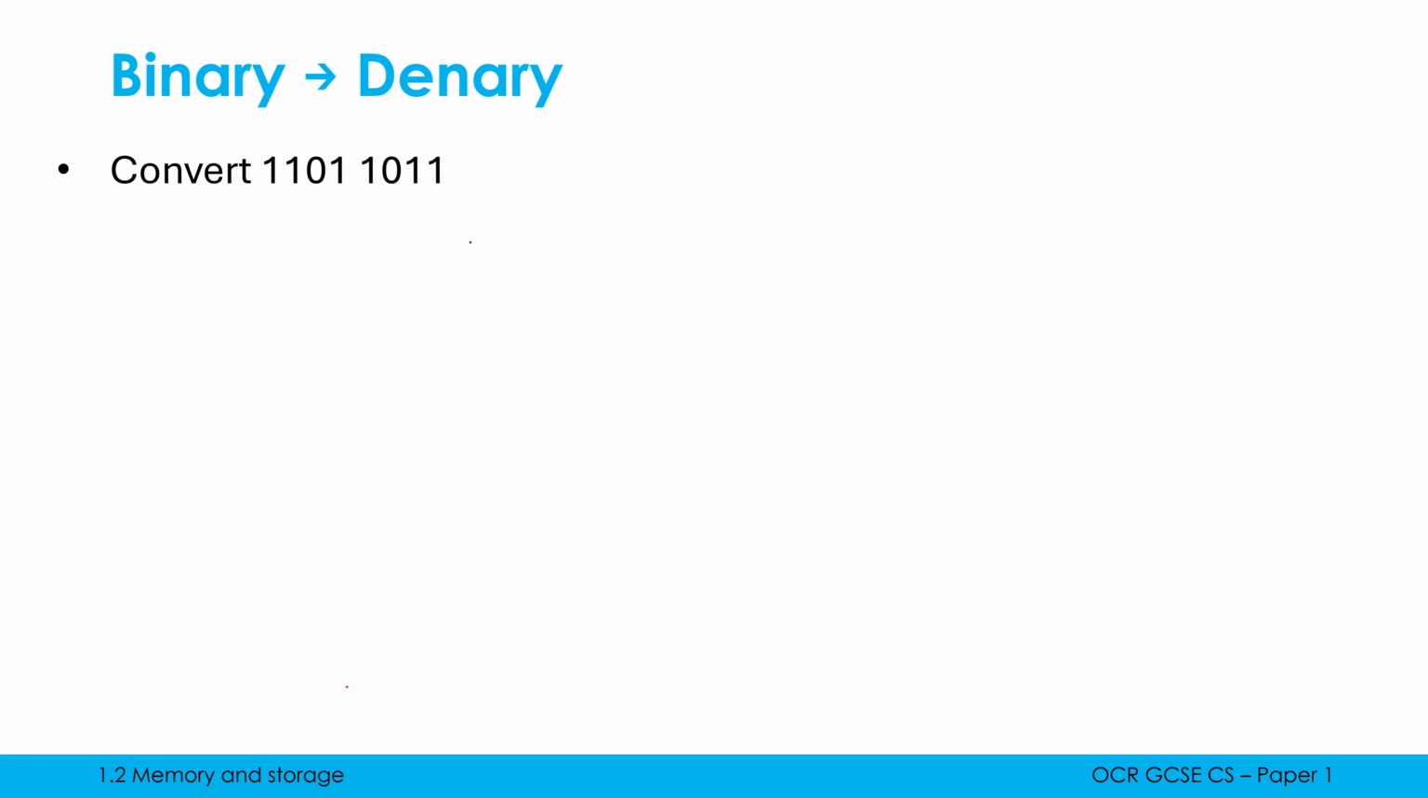And the last one, the biggest one yet, is this number here. So let's copy it out, 1101 1011. At GCSE, you'll only ever get up to 8 bits, up to a byte. So the biggest number you'll get is 255, which is good to know. The columns here: 1, 2, 4, 8, 16, 32, 64, and 128.